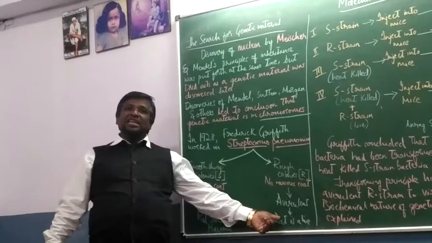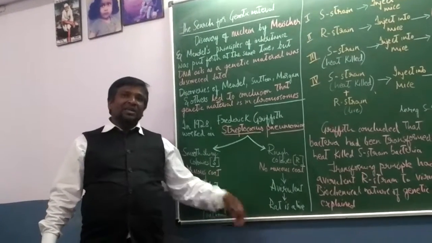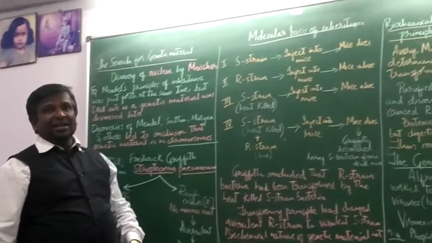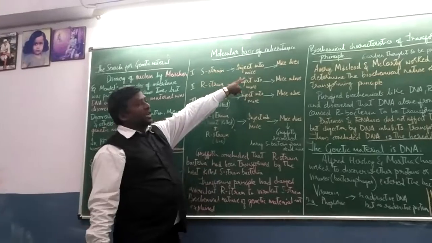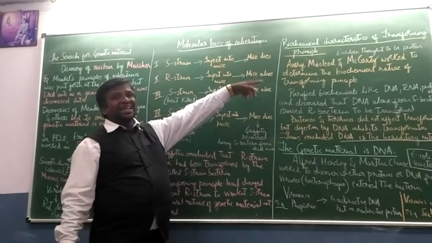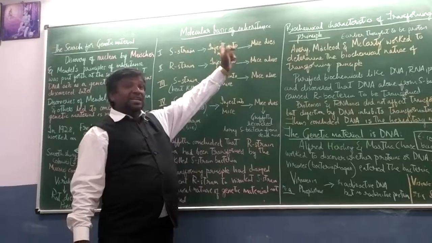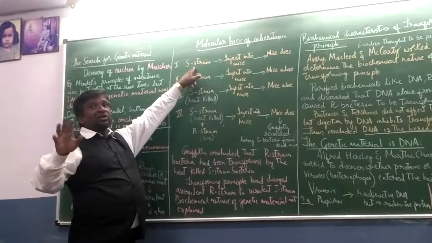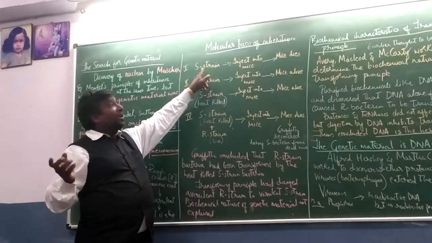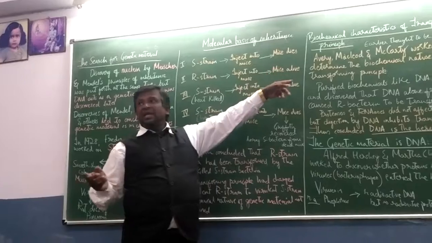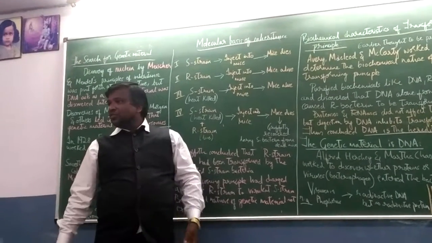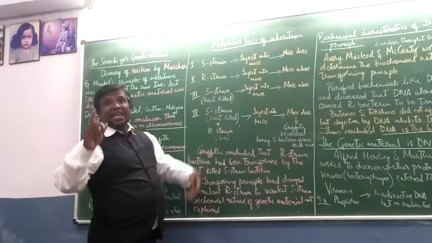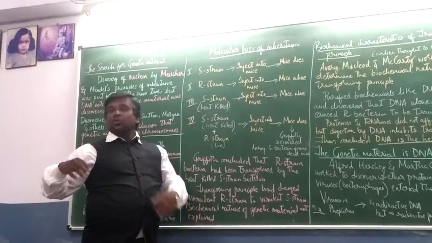When the rough strain was injected into mice, they remained alive and were not infected by pneumonia. When the smooth strain was injected into mice, they died of pneumonia. That is how we found that the S strain is virulent. When the R strain was injected, the mice remained alive and did not show any symptoms of pneumonia, which led to the conclusion that the R strain is avirulent, or non-pathogenic. It does not cause pneumonia.